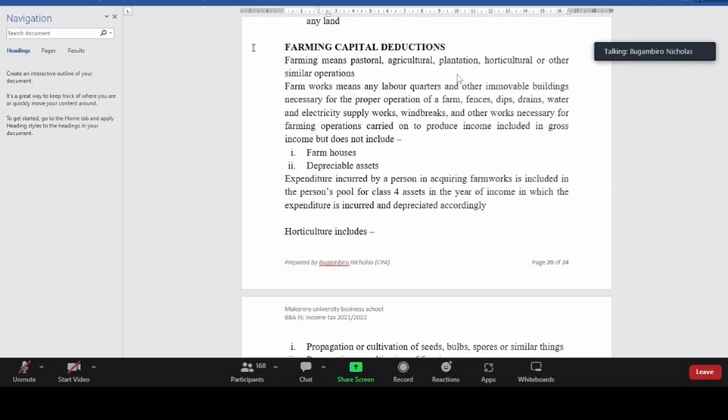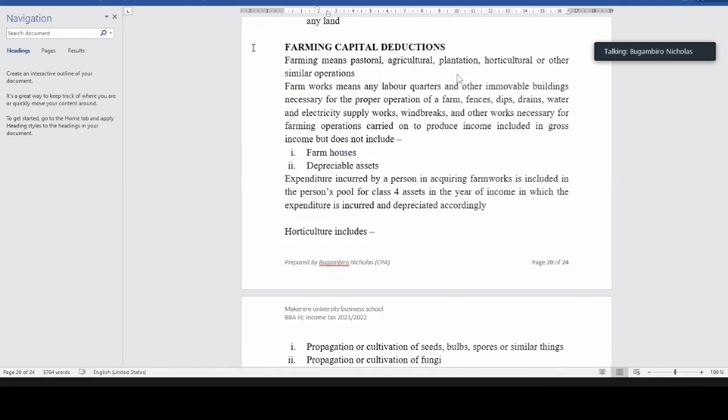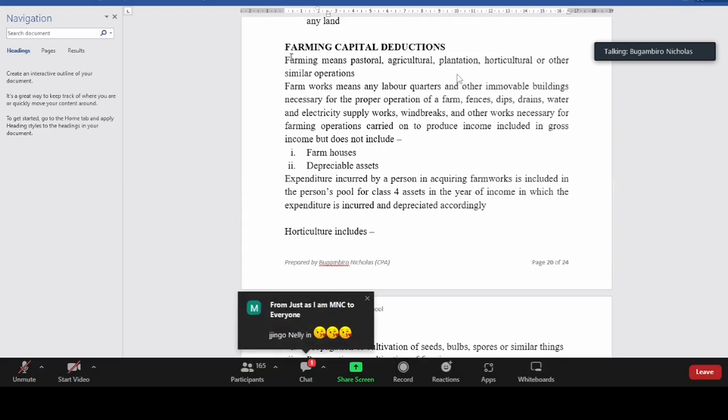Farming capital deductions. What do we mean? Guys, farming capital deductions, you'll find they are mainly relating to two things. But we need to first know what farming means. It means pastoral, agriculture, plantation, horticulture, or other similar operations. It can be anything related to animal husbandry, anything related to agriculture, it can be poultry, all those.